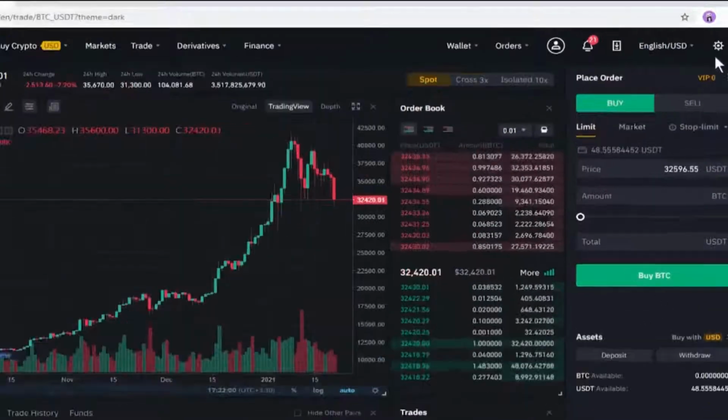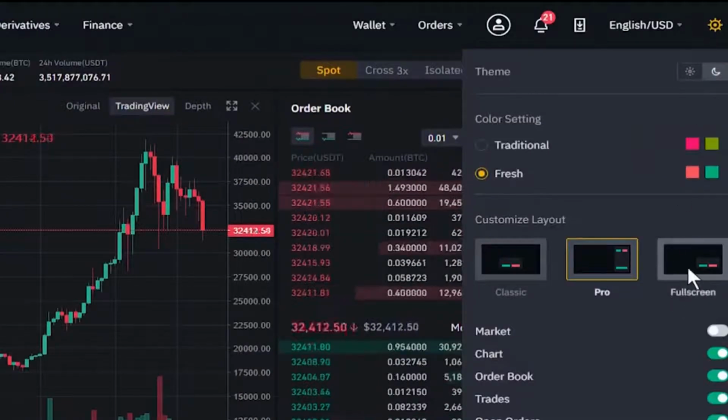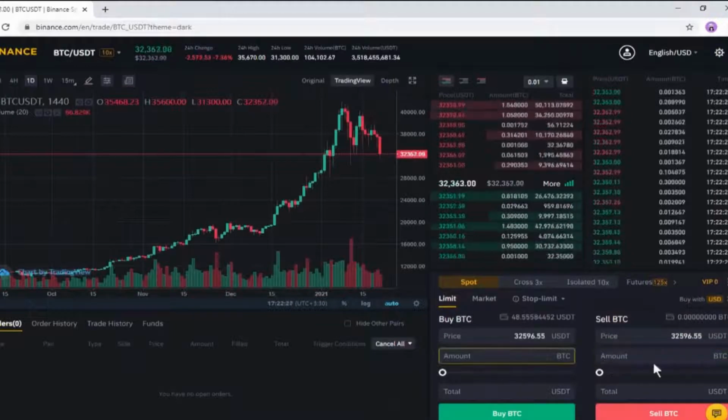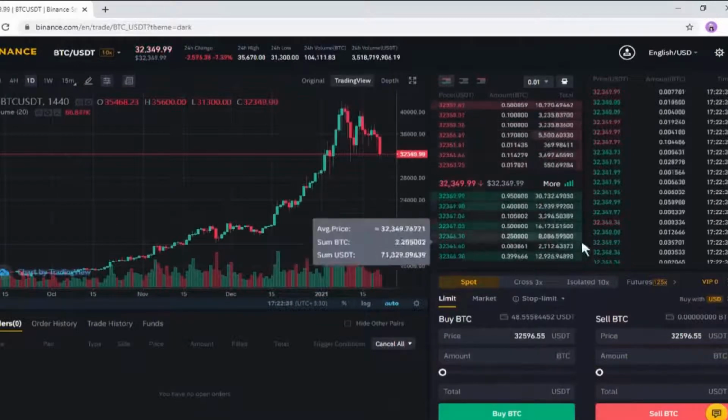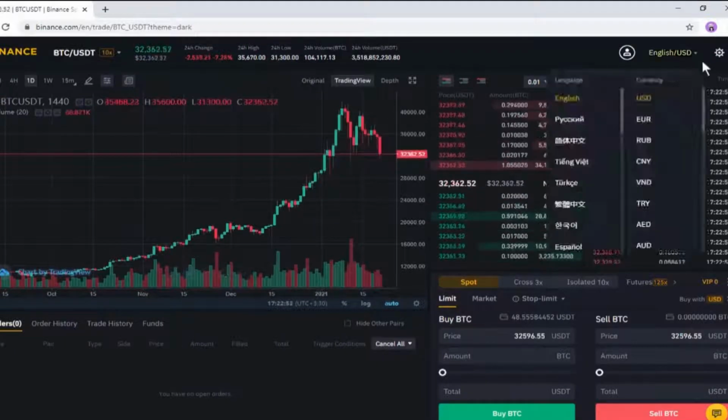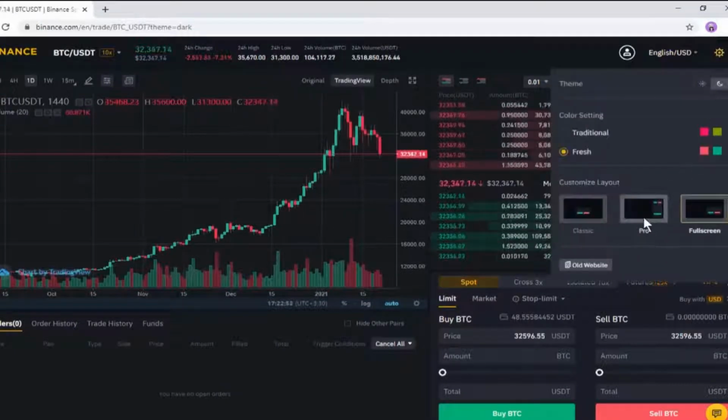We have another layout which is named full screen, which is somewhat similar to Pro, but the buy and sell orders are in separate sections and order book and trades are above that. Selecting a layout is your personal choice and you must see with which of them you're more comfortable. And in this video, we continue with Pro layout.